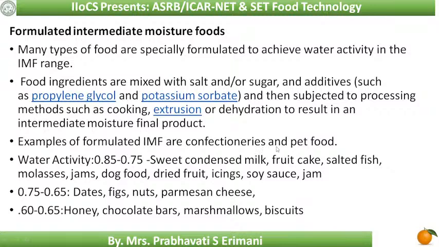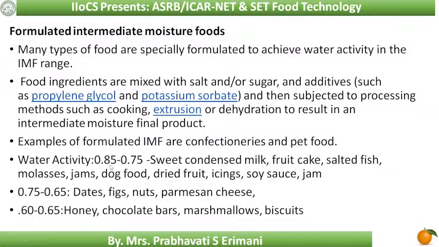Water activity is like 0.85 to 0.75 in the case of sweet condensed milk. We have to remember these examples: sweet condensed milk and fruit cake, salted fish, molasses, jams, dog food, dried fruit, icings, soya sauce, jam. These are all examples of intermediate moisture food. Those are all the formulated ones. Okay, so this is the requirement.